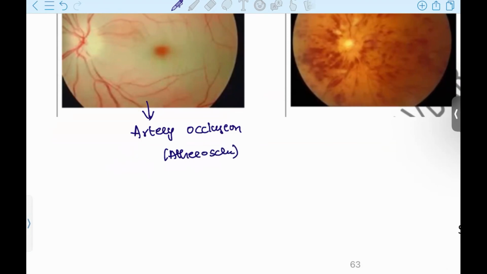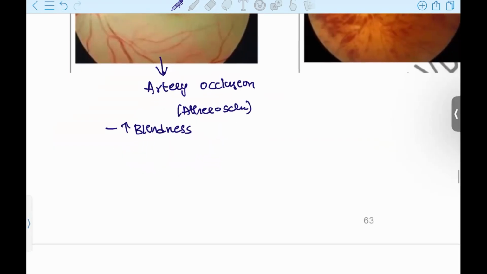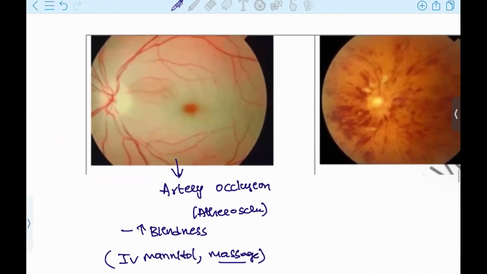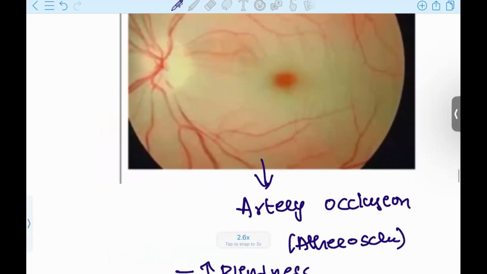And what should be done? This patient has a high risk of blindness and irreversible damage to the vascular structure. So the treatment is IV mannitol to decrease the tension, and also do the massage. Why massage? If you do the massage immediately, it can help dislodge the clots in atherosclerotic arterial occlusion. So what is this sign? The specific sign is known as the cherry red spot.